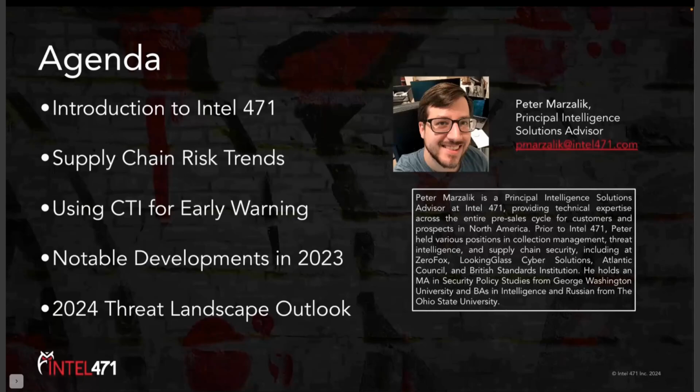Just to start, we'll do a quick intro of who is Intel 471, a quick setting of the scene, and then we can transition into a higher level discussion on some of the different risk trends we've seen around supply chain security, and key attack vectors that we've seen targeting supply chain as well. And then we'll dive deep into how you can use CTI for a more proactive stance, more early warning type indicators. Then we can finish up flagging some of the notable developments that we saw last year, and a bit of an outlook overview of what we're seeing going into 2024.